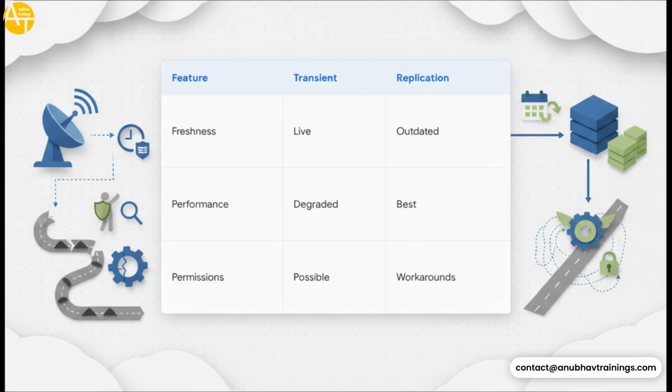Now, mashing up services really forces a tough architectural choice: transient access versus replication. Transient gives you live data and remote permission evaluation, which is great, but network lag is going to hurt your performance. Replication, on the other hand, is lightning fast, and filtering is a total breeze. But your data is stale until the next sync. You really just have to pick your poison based entirely on what your specific app actually needs.